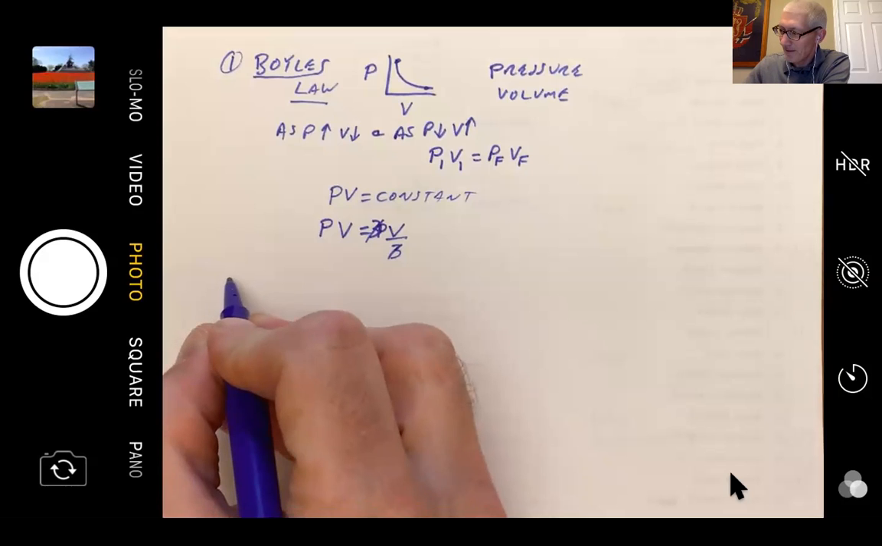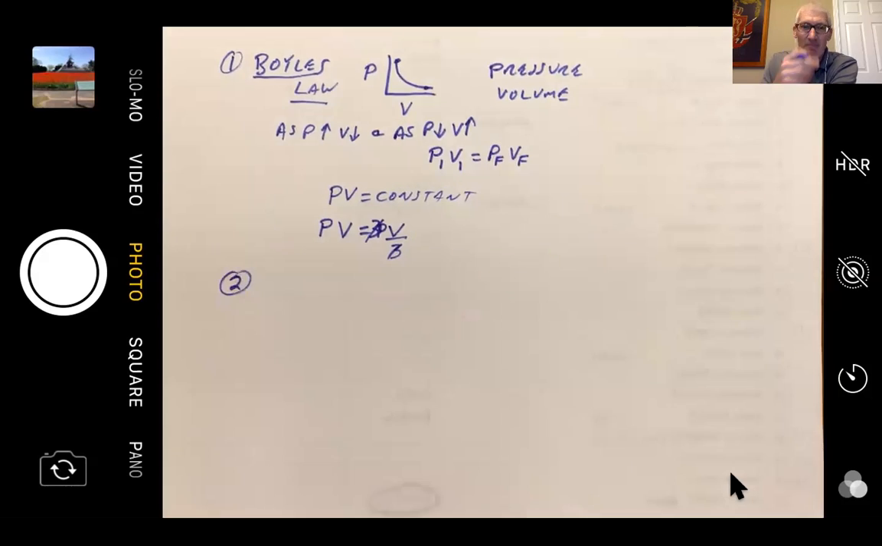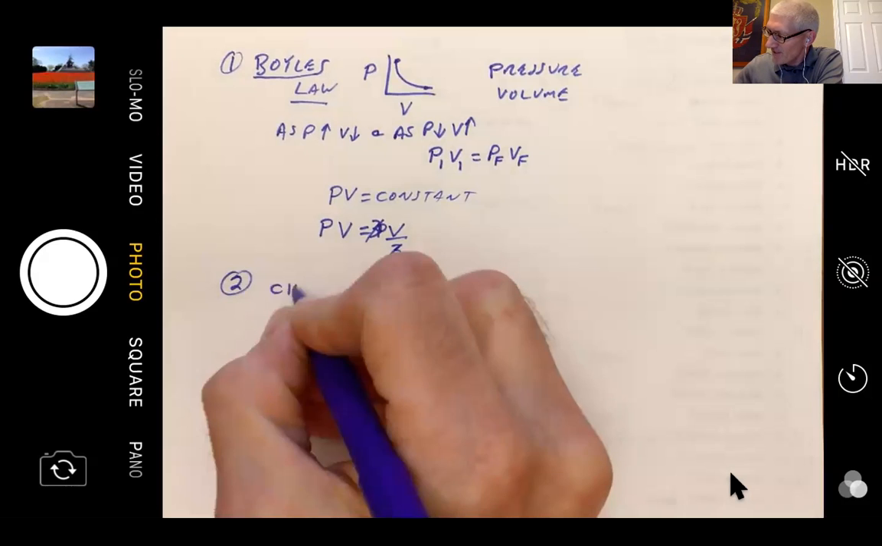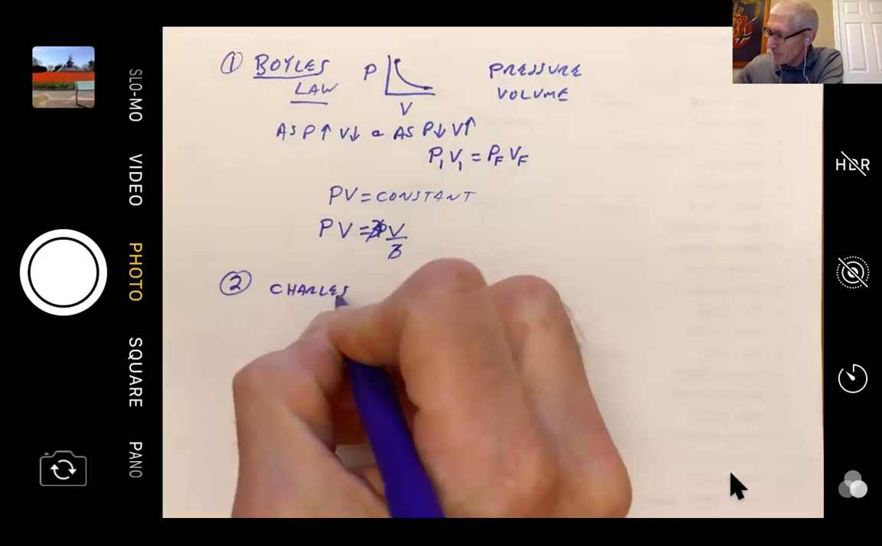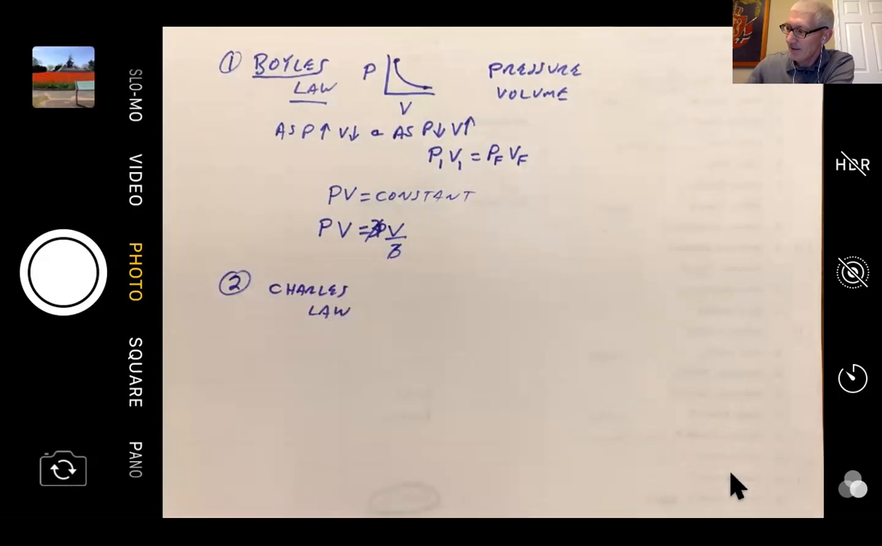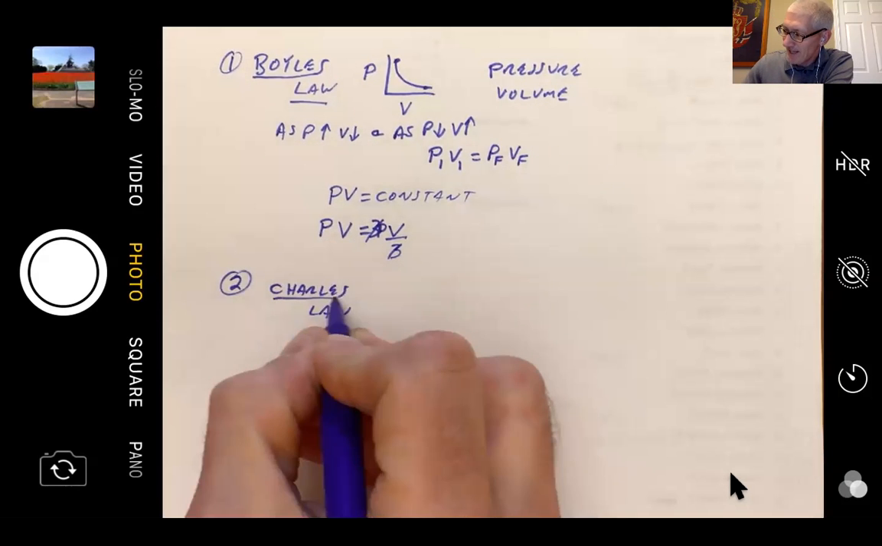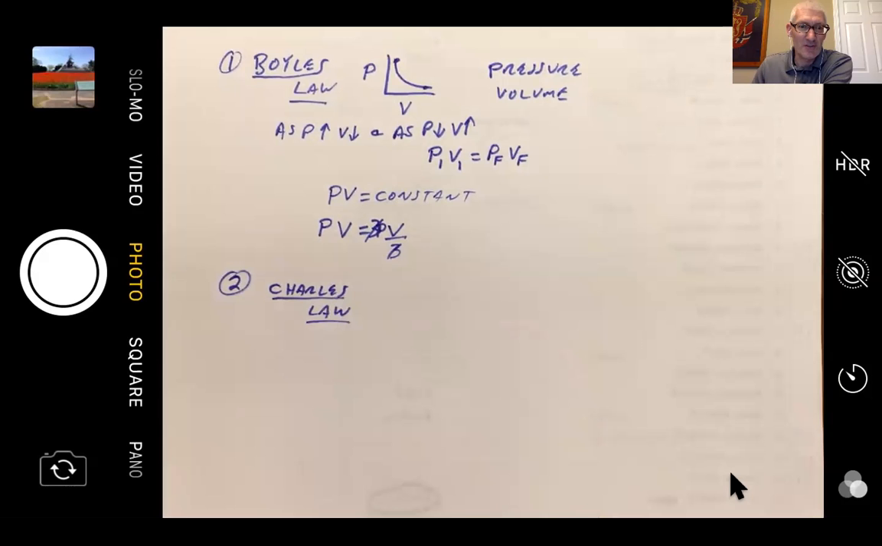Okay. So let's look at the second relationship. So that first one was just between pressure and volume. The next one, and these are all named after the people who first collected the data and analyzed it and came up with these mathematical relationships. So the second one we're going to look at is Charles' law, right?